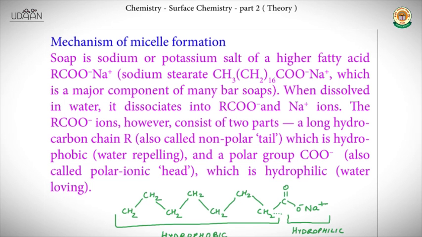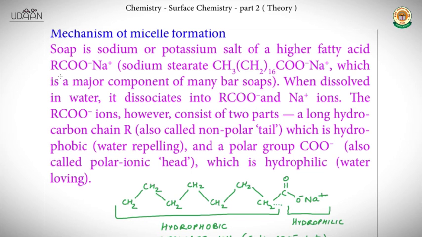Now soap, if you see, it's a sodium or potassium salt of a higher fatty acid. So we can generally represent it in the form of RCOO⁻ Na⁺. I'll give you an example like sodium stearate. It is C17H35COO⁻ Na⁺. So it's a salt. Now what happens is when it is dissolved in water, then RCOO⁻ ions and Na⁺ ions are formed. It dissociates.